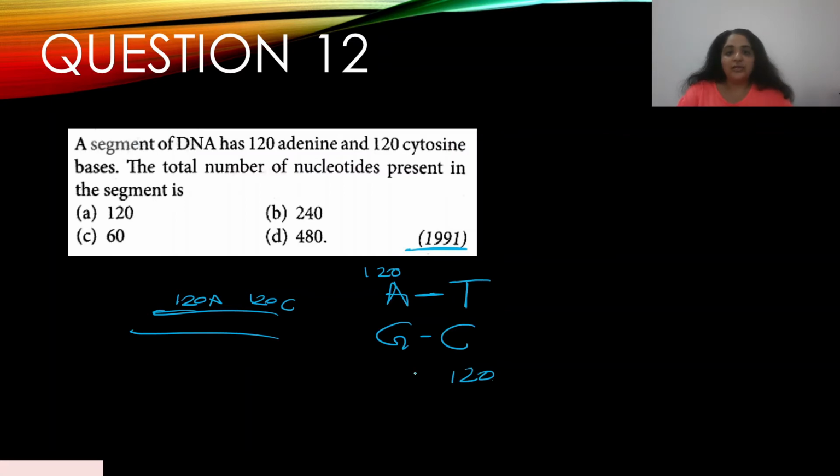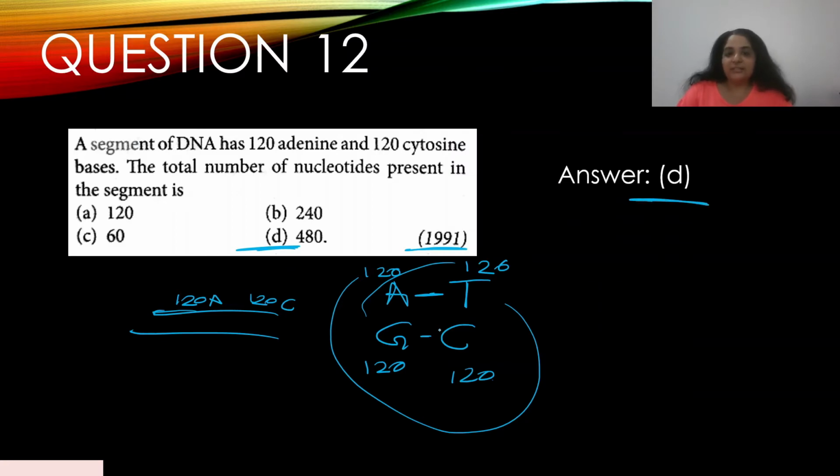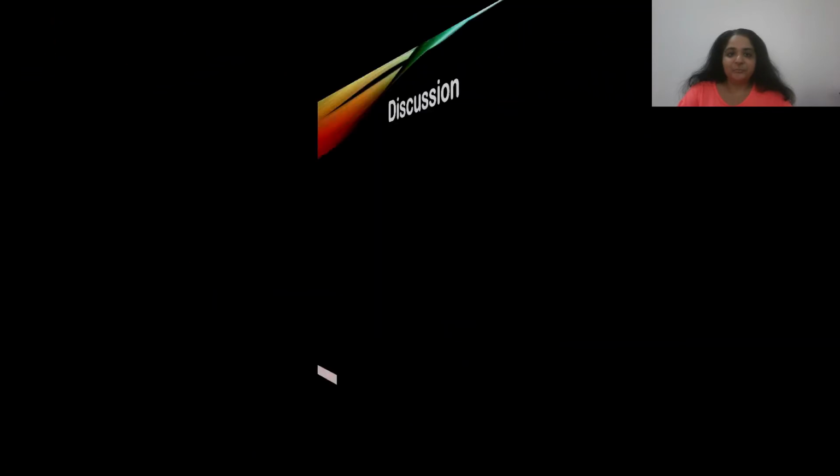Now the total number of nucleotides present in the segment is, of course, DNA has nucleotides, they have a deoxyribose sugar, they have a phosphate molecule, and of course they have a base where these connections happen between the two strands. So you have 120 adenine, so clearly there'll be 120 thymine. You have 120 cytosine, so clearly there'll be 120 guanine, and they will form nucleotides. So the total number of nucleotides present in the segment is the total of all 4, which will be 480. So you add all of them up, you will get the answer D, which is 480 nucleotides present in the segment.